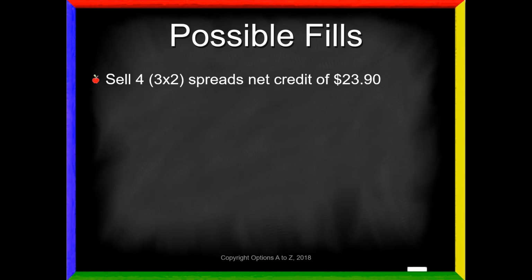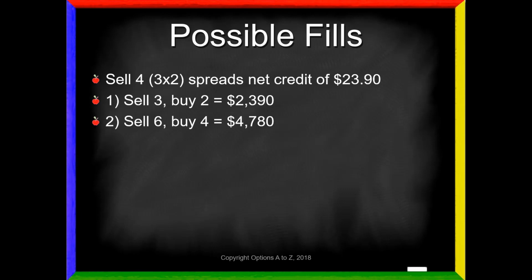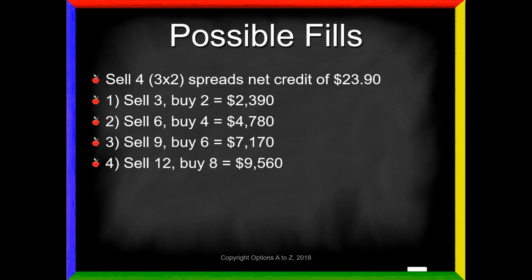First way, I might end up selling only 3 and buying 2. That would give me a credit of $2,390. That's a good fill. I might end up selling 2 spreads, in which case I would sell 6 contracts and buy 4. That would give me $4,780. It's another good fill. I might sell 3 spreads. There I would sell 9 and buy 6, get a credit of $7,170. And possibly, if I get all 4 of these spreads filled, I would sell 12 and buy 8 and end up with the full credit of $9,560.